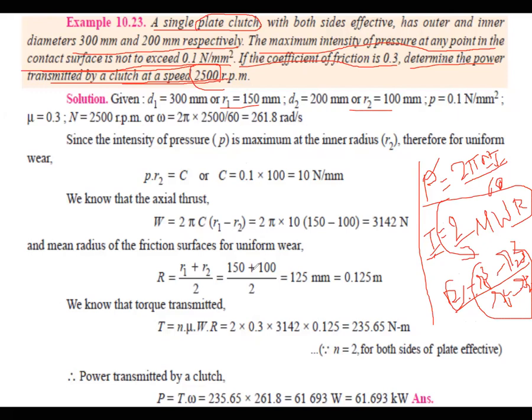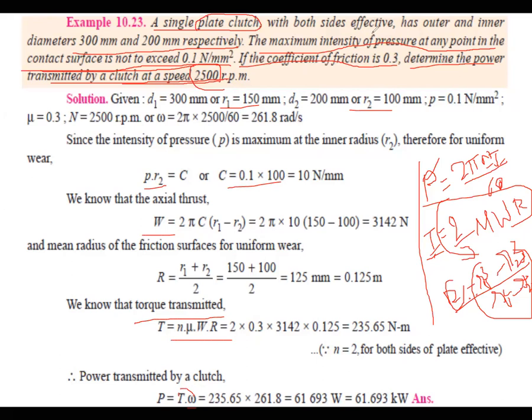So that is the one thing here. You can see that pressure into R2 is equal to the C maximum, then W, the axial thrust, has been calculated. T is equal to the torque transmitted. This is one way he has calculated. Then P is equal to T into omega, where omega is equal to 2 pi NT by 60.